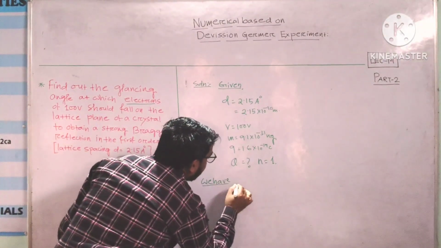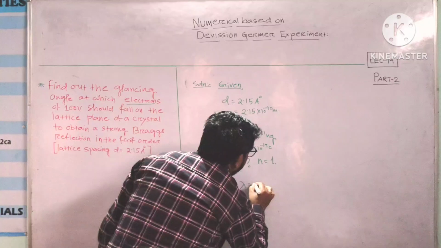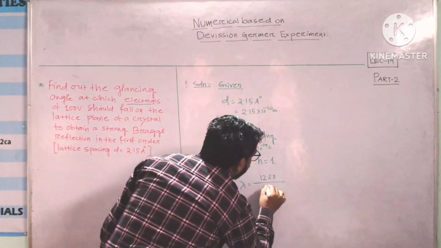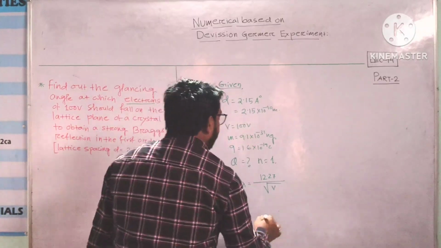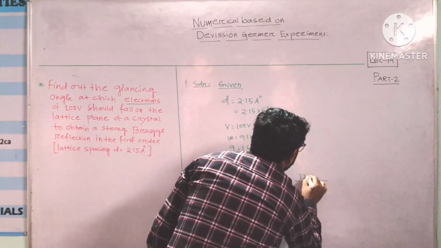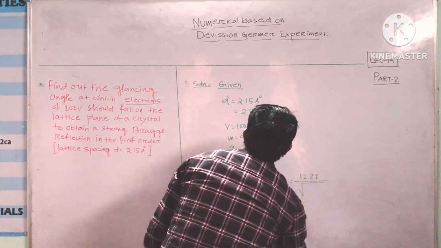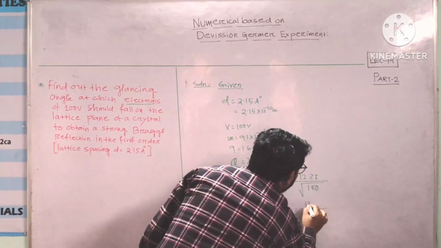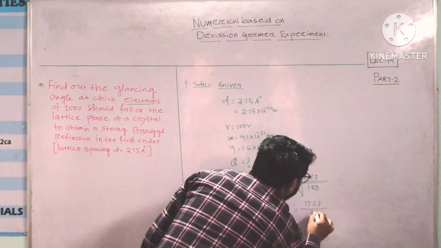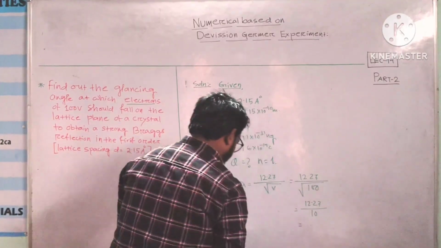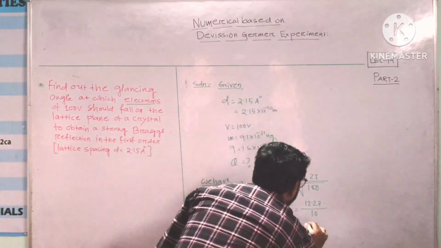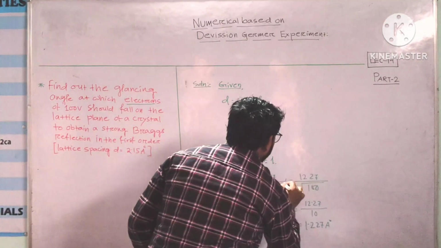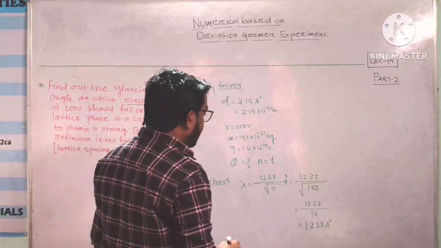We know that lambda equals 12.27 over the square root of V. The value is 12.27, and the potential difference is equal to 100 volt, so 12.27 over root 100, that means 10, and this is equal to 1.227 angstrom. So this is our required wavelength.